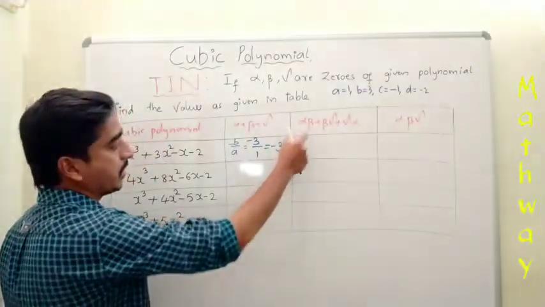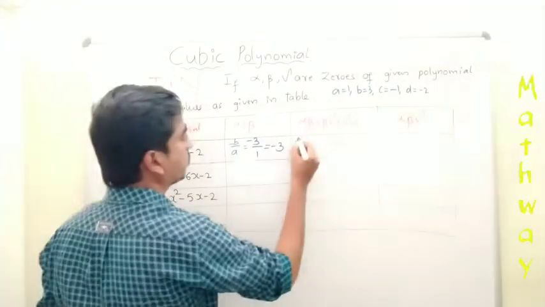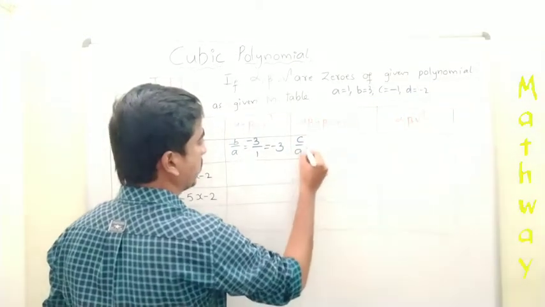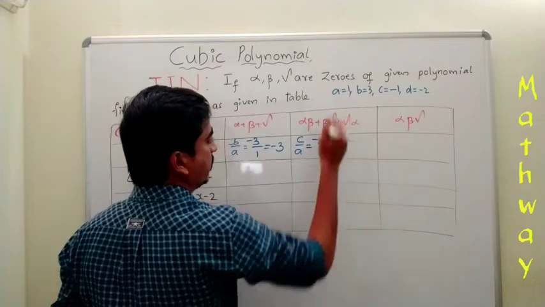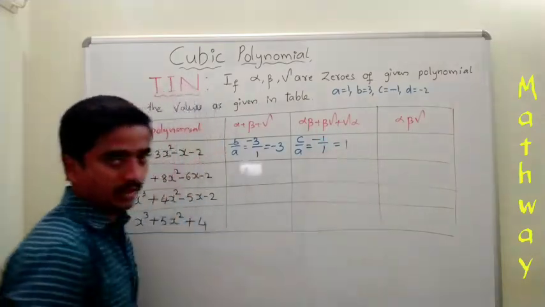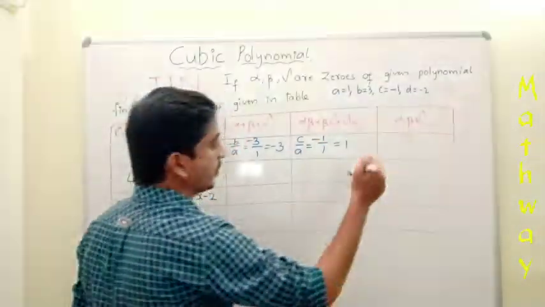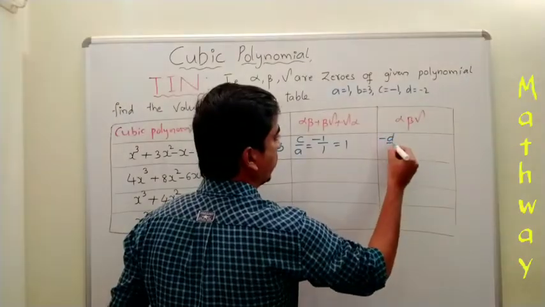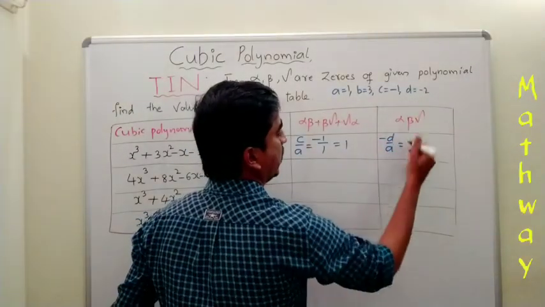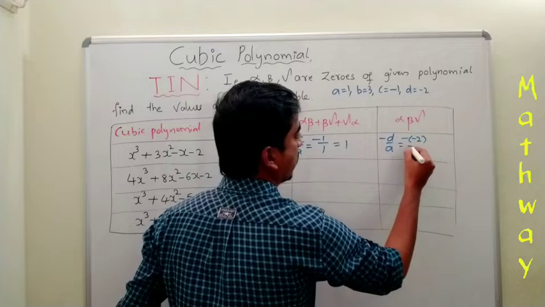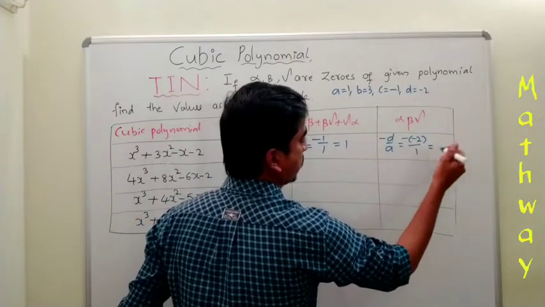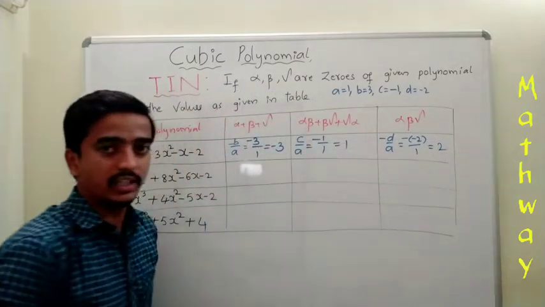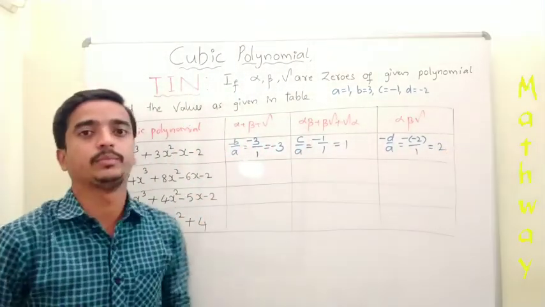Next, the sum of the product of the zeros is c by a. c is minus 1. Minus 1 by a, which is 1. Minus 1 by 1 is minus 1. And finally the product of the zeros, that is minus d by a. Minus d, here it is minus of minus 2 by a, whose value is 1. So minus into minus is plus, plus 2 by 1, nothing but 2. So in this way, fill this table.